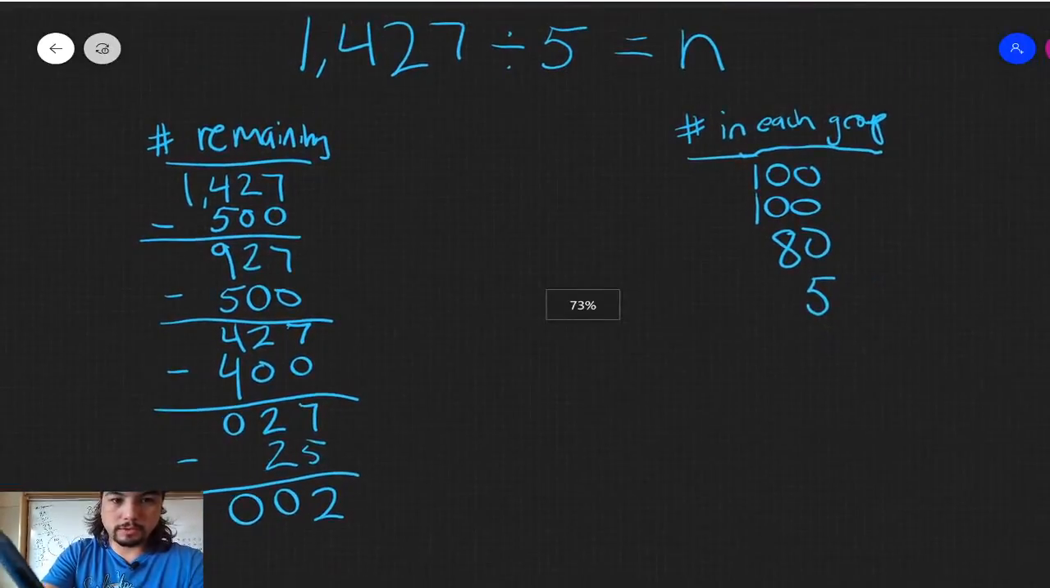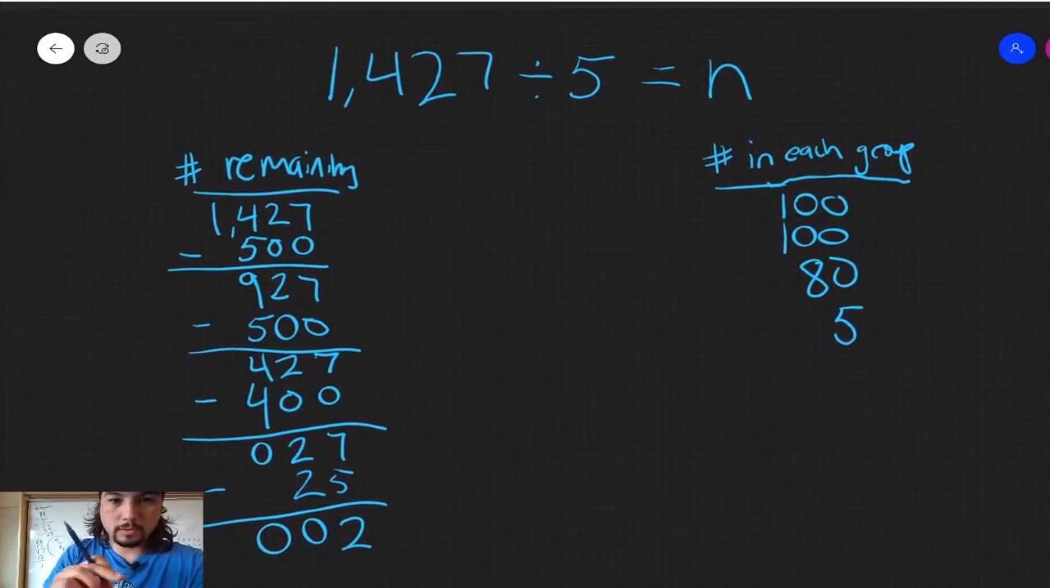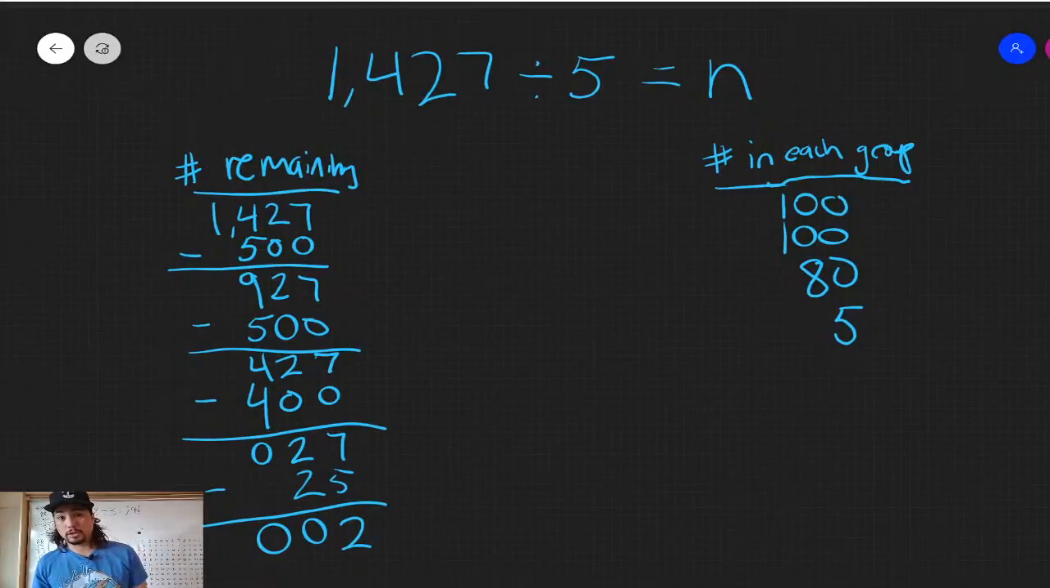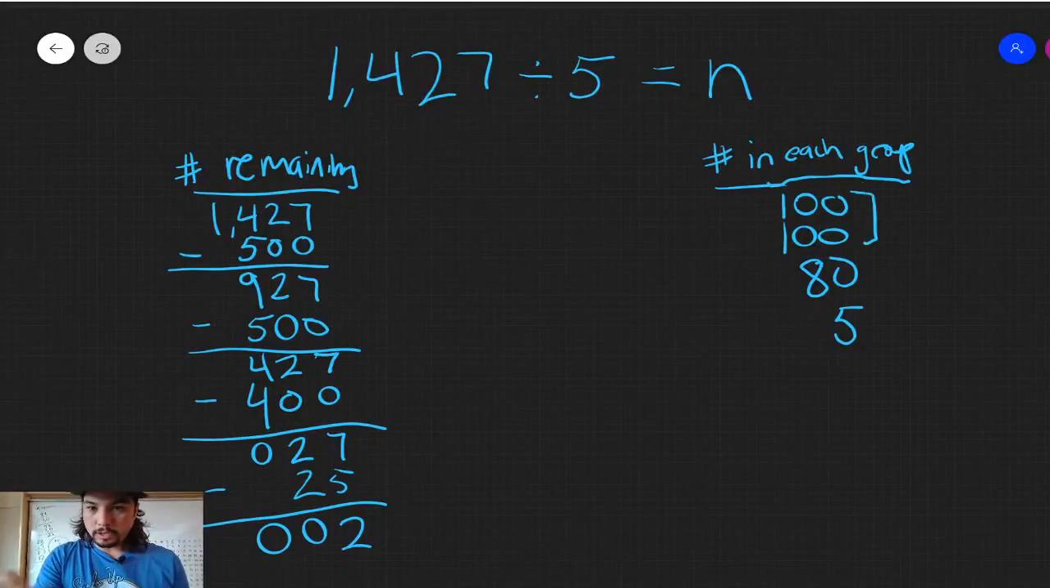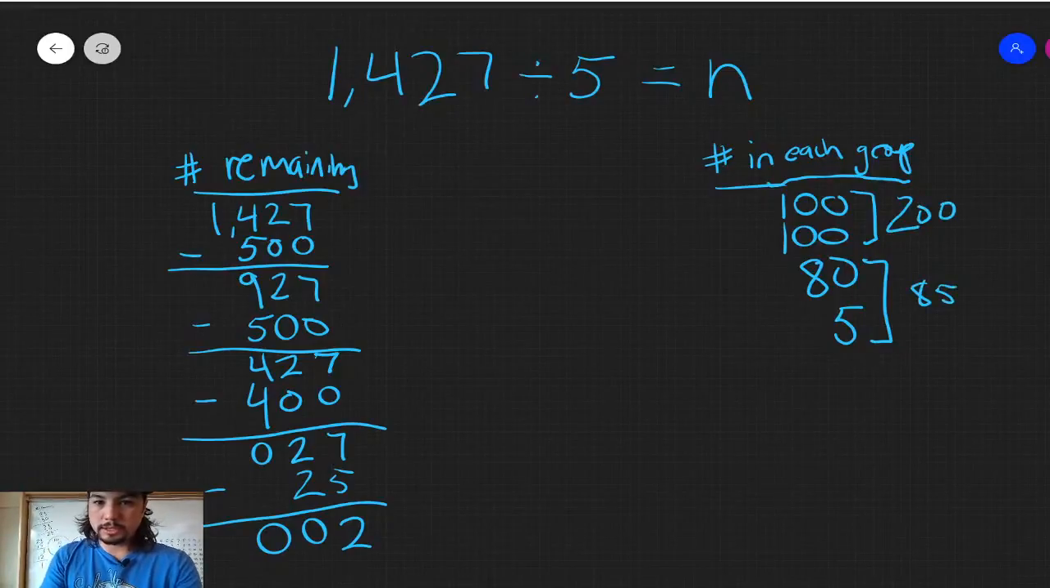Sorry, I'm moving the screen around all over the place here. With 2 remaining, how much is in each group? Let's add up how much is in each group. 100 plus 100 is 200. 80 plus 5 is 85. 200 plus 85 is, well, 285.